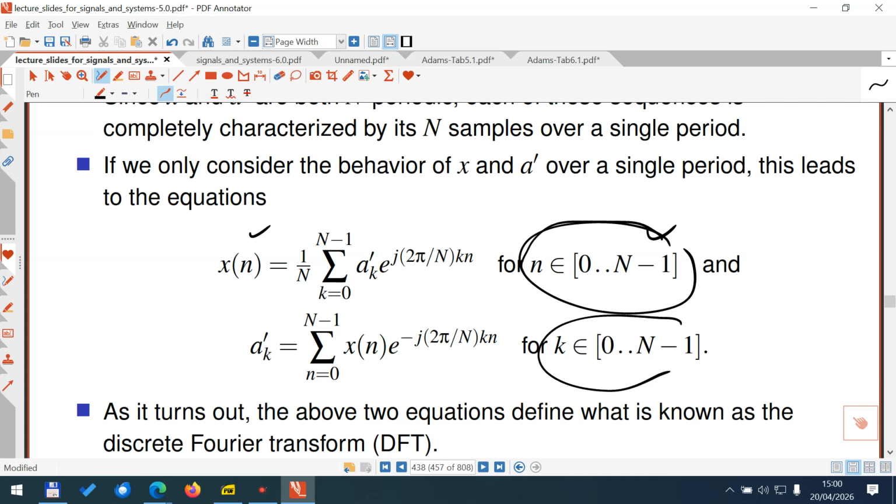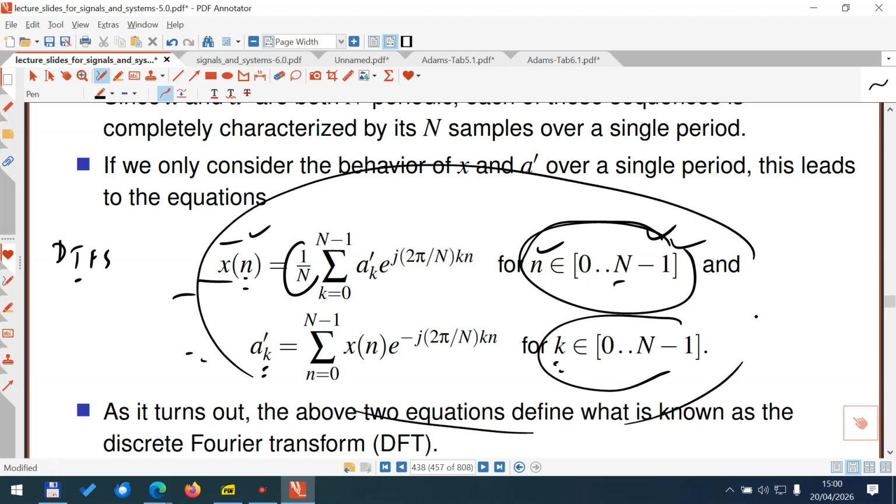So just let me repeat it. We do two things to the discrete time Fourier series. One, we bring this 1 over n to this equation and we remove it from there. And the next thing is that we restrict both these equations to this one period, both for small k, because this one involves small k, and for small n, because this one involves small n. And now we have a new transform, right?